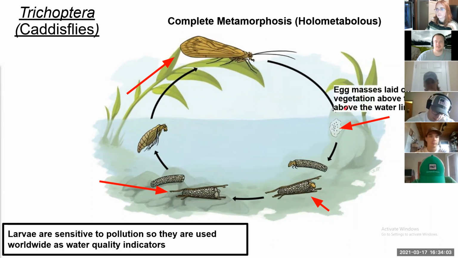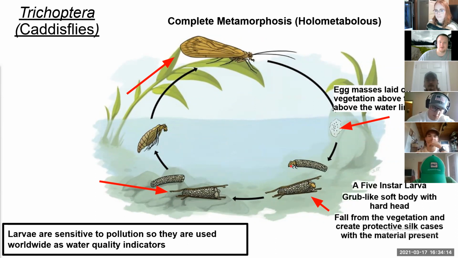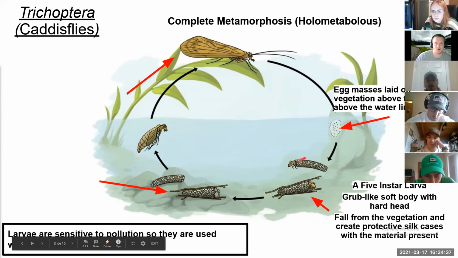Typically, eggs are laid on masses of vegetation, maybe a hard woody structure or rock above the water line, and then they'll drop into the water. In the larval stage, they look a little bit like grubs, maybe caterpillars. They'll have a hard head and a soft body, and they'll build this case for protection or camouflage. There's multiple types, so it might be a domed case where they can move around, or a fixed case, something that's attached to a structure.